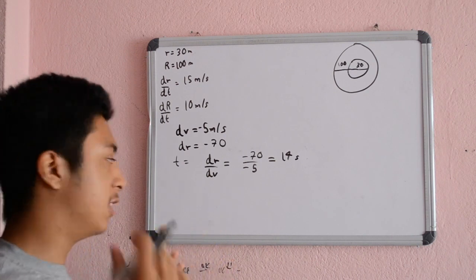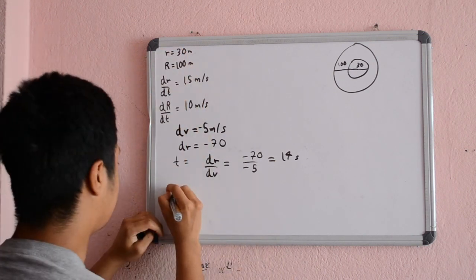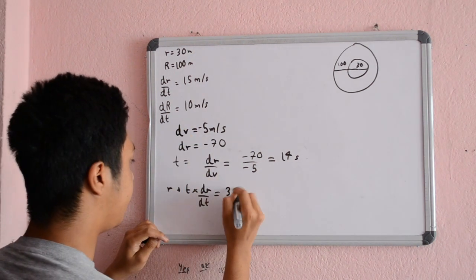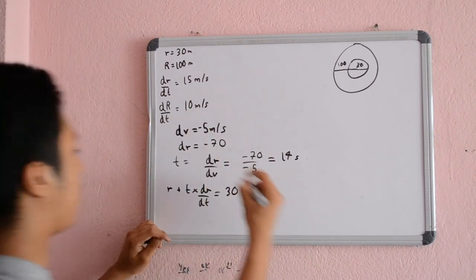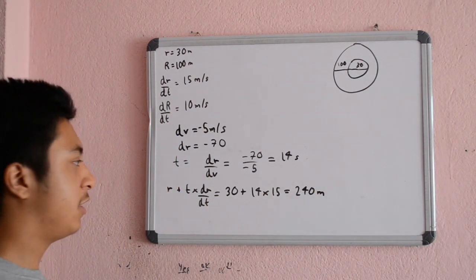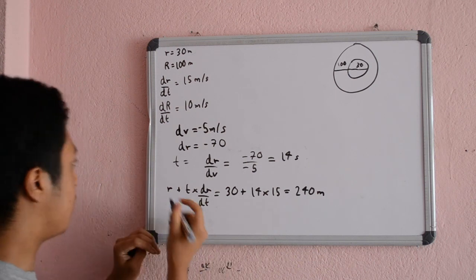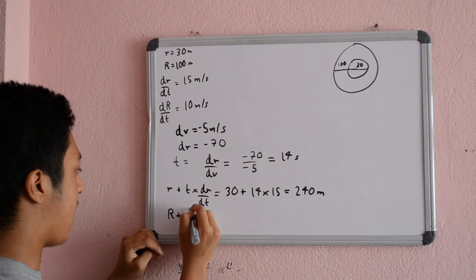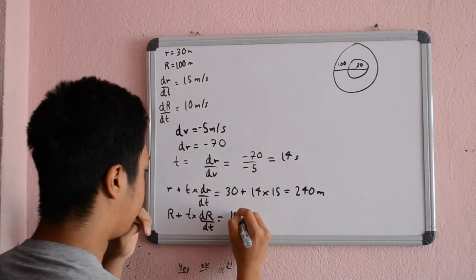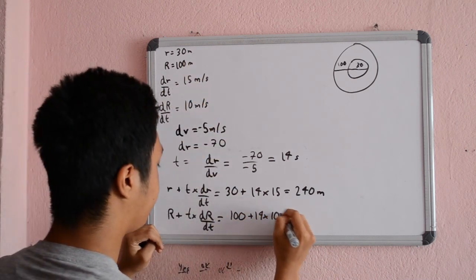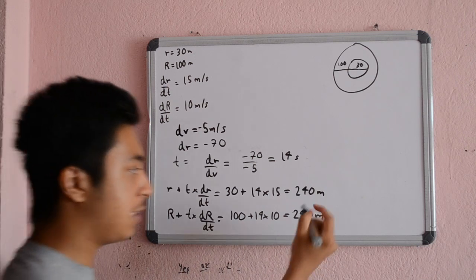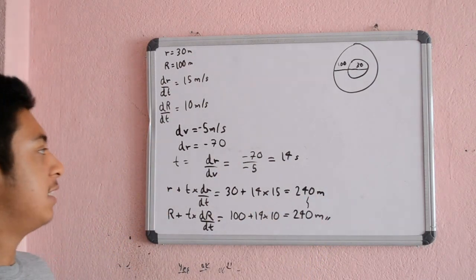And let's see what that radius will be. I'm just going to choose r. So r plus the time taken times dr/dt. So this is 30 plus 14 times 15, which equals 240 meters. And if you want to see if this is actually true, you can take the other radius R, add it with time times dR/dt, and this is 100 plus 14 times 10. Now this is 100 plus 140, which is also 240 meters. So as you can see, these two are the same, meaning that this is true.